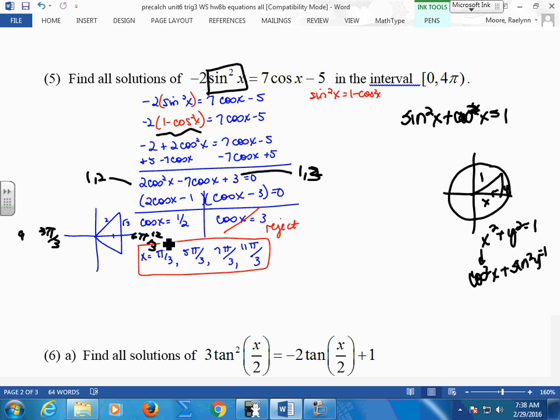Rather than add 2n pi, or add 2n pi. And these are very, very checkable. Check them in your calculator. They're equations. So equations have to work.